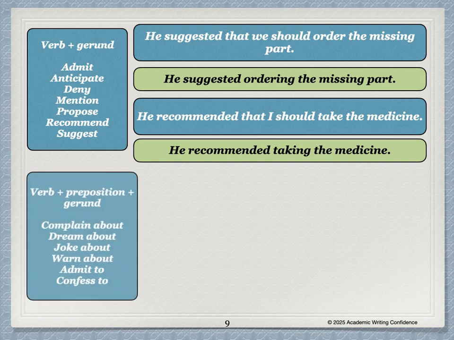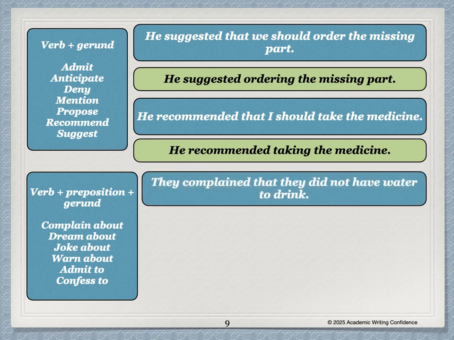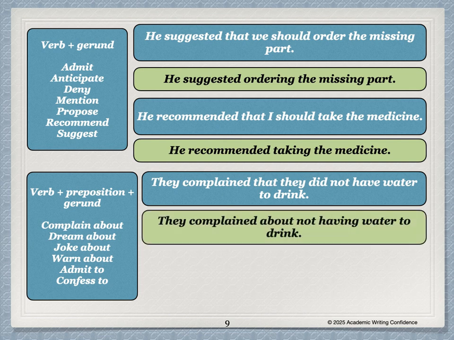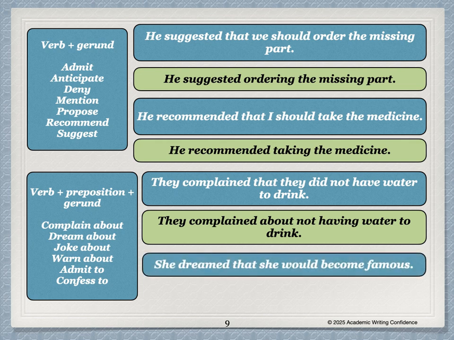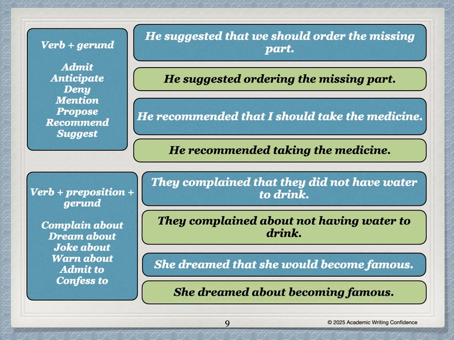Here are some examples of when we need to change the verb and add a preposition followed by a gerund. They complained that they did not have water to drink. Here we will take the pattern, complain about, and then add a gerund. They complained about not having water to drink. Here's one more. She dreamed that she would become famous. This can be changed to she dreamed about becoming famous.